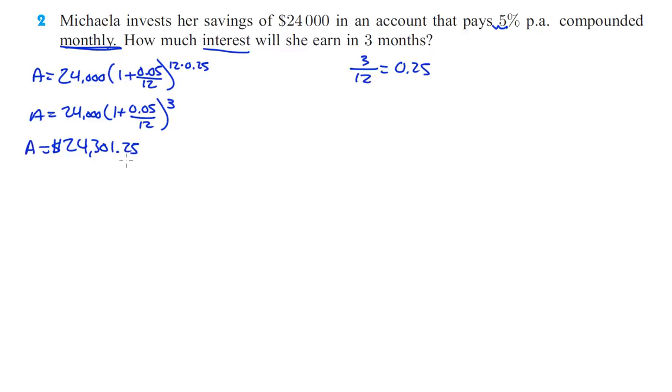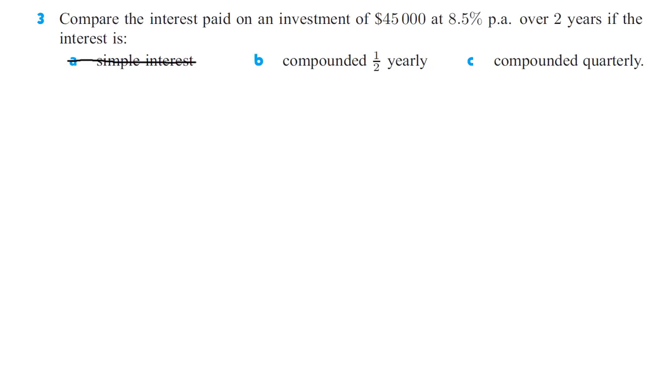Now, again, this is not our answer because they're asking how much interest will she earn in 3 months. So you actually got to take the 24,000 away from the end amount to figure out how much interest she earned. So we ended up with 24,301.25, and we got to subtract off the 24,000 that she originally invested, and we end up with $301.25 is how much interest she earned. Okay? All right. Moving on.